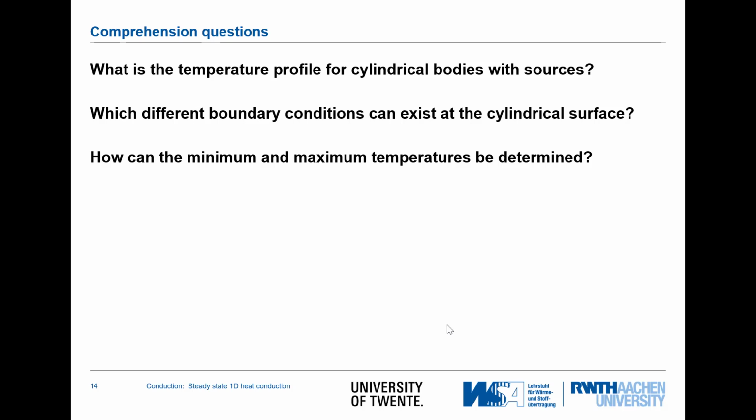Which different boundary conditions can exist at the cylindrical surface? Basically we looked at two boundary conditions. They are nearly the same. They all prescribe a temperature at the surface. Once, the temperature is directly prescribed by setting an explicit value for the temperature. The other case would be that we set the ambient temperature and we have a relation between the ambient temperature and the heat flux.